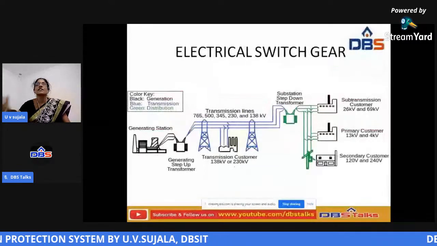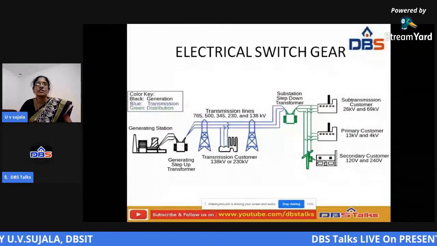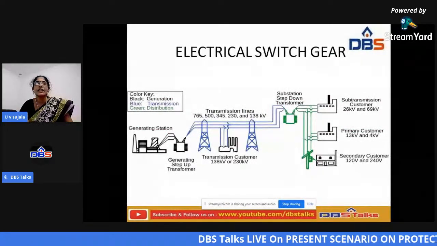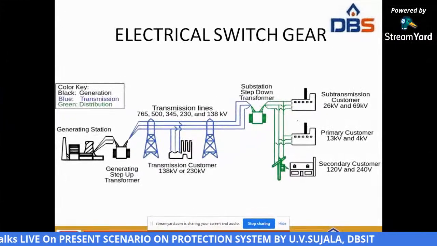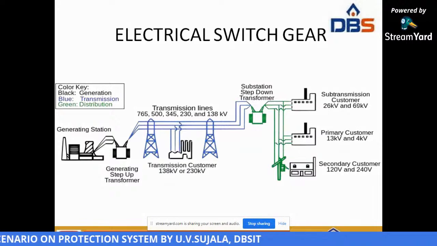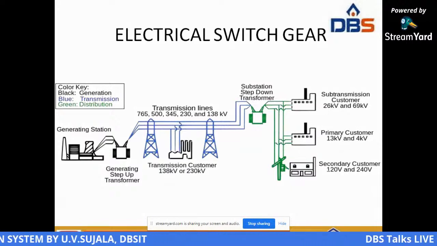Next, this is the same electrical switchgear, from generation. Then it goes to the step up transformer, and then it is stepped down, and this is transmitted to the customers, to the sub transmission, primary customer and secondary customer.